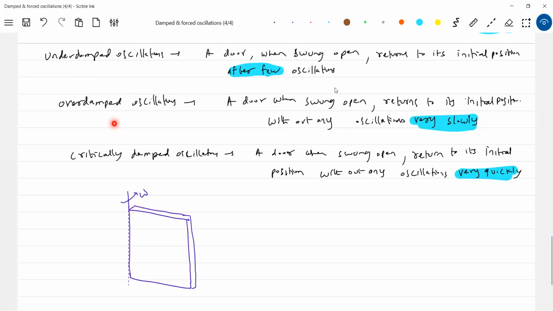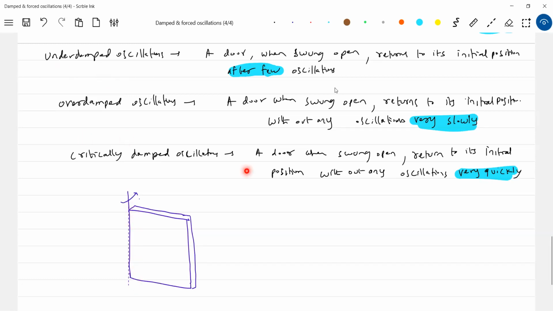If you just give a push and release it, if it returns very slowly, gradually it will come back, it is overdamped. If you give a push and release, and immediately it returns back, it will be critically damped. So who will determine this? Where does it come from? The viscous drag, the air which is present, and also the friction at the hinge, that will determine what type of motion it will be.